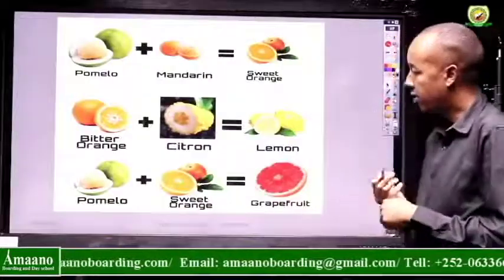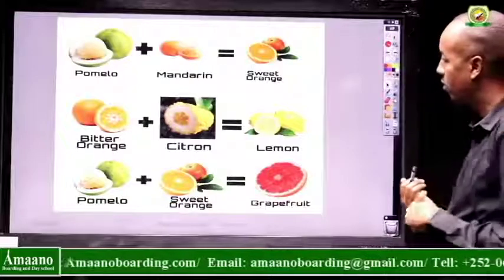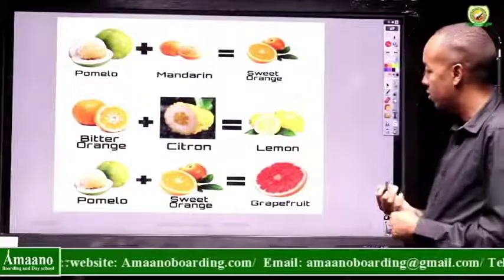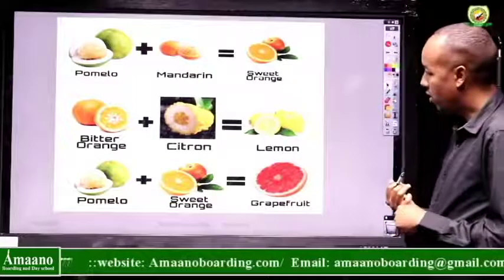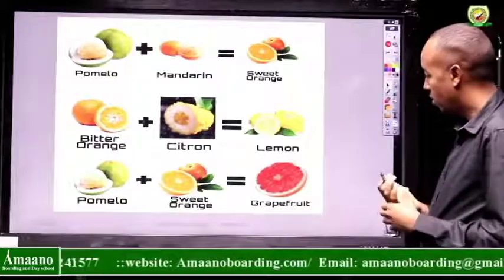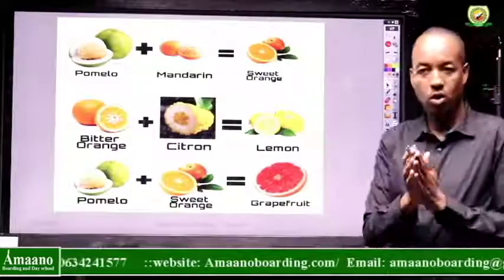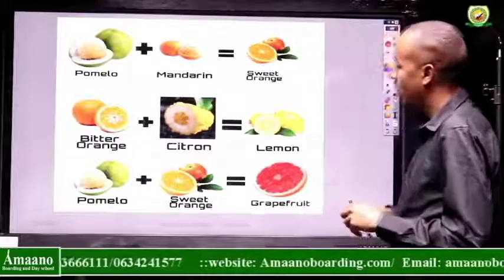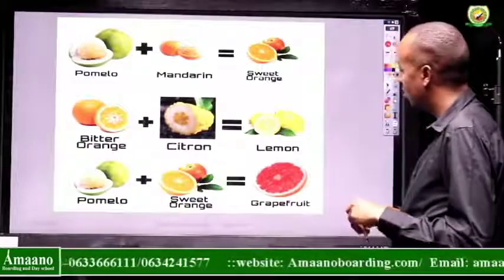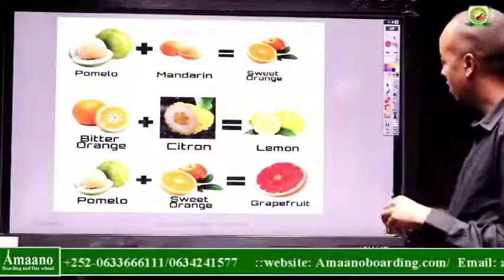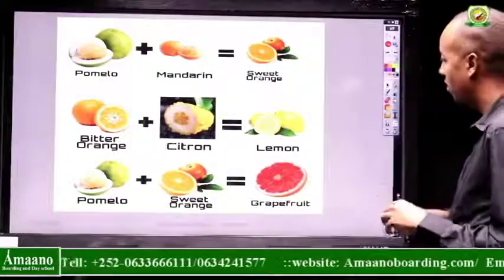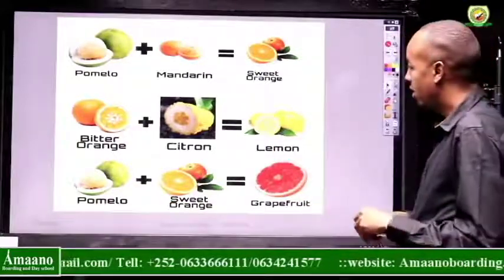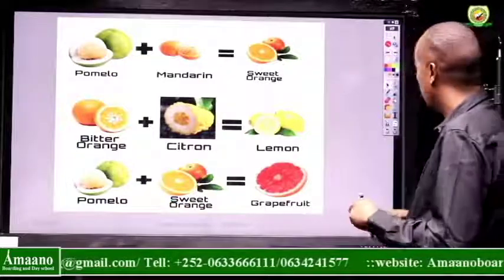This is the diagram of the different citrus fruits, as you can see from here. Pomelo, mandarin, sweet orange, peach orange, citron, lemon, pomelo again, sweet orange, and grapefruit. All this group together are called citrus fruits. How many are common in our country? Mandarin, sweet orange, even grapefruit is there, lemon is there, even citron. So most of them are available in our country. We get them from Ethiopia, and some of them we also cultivate.